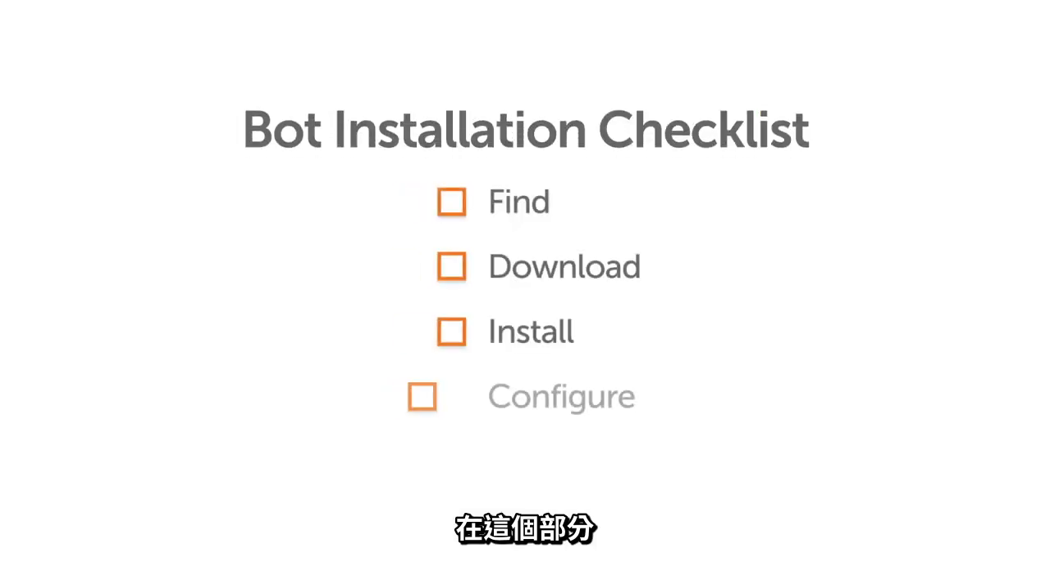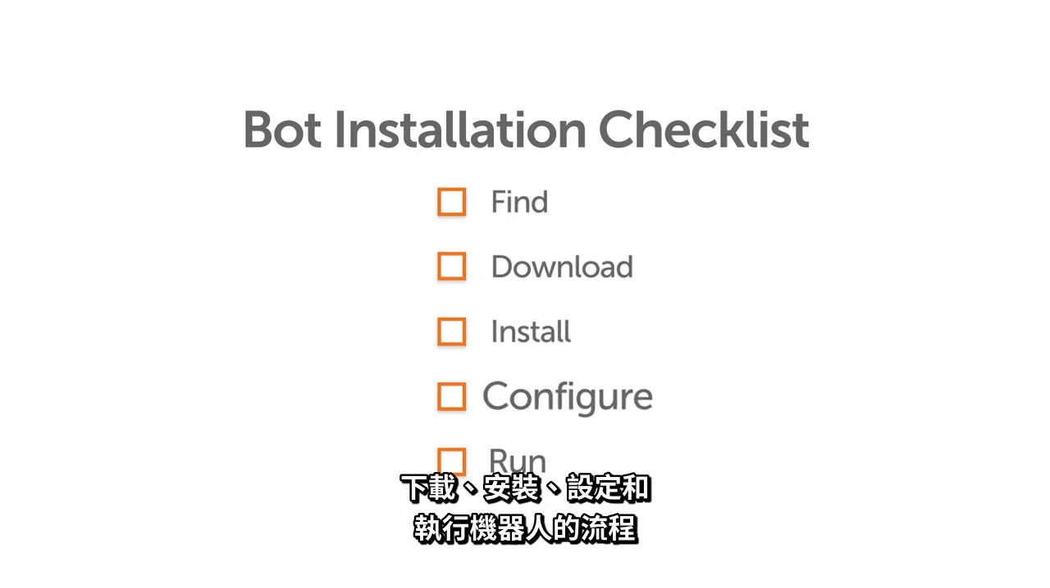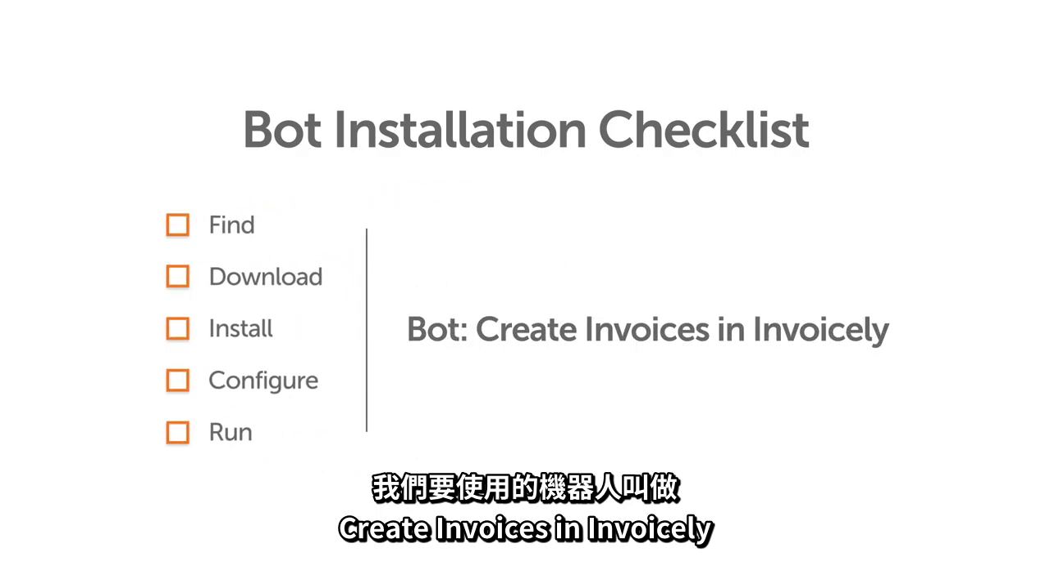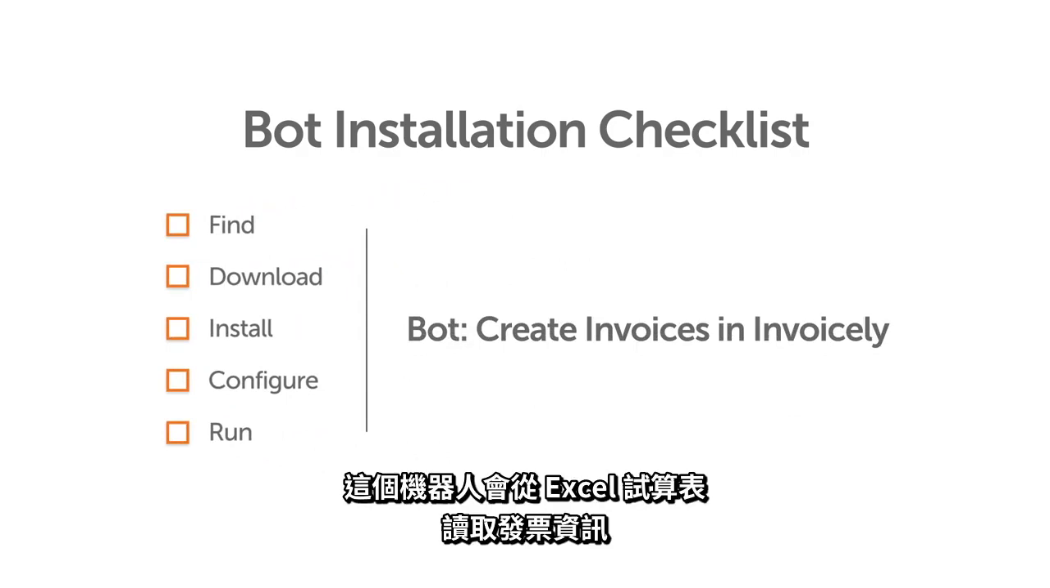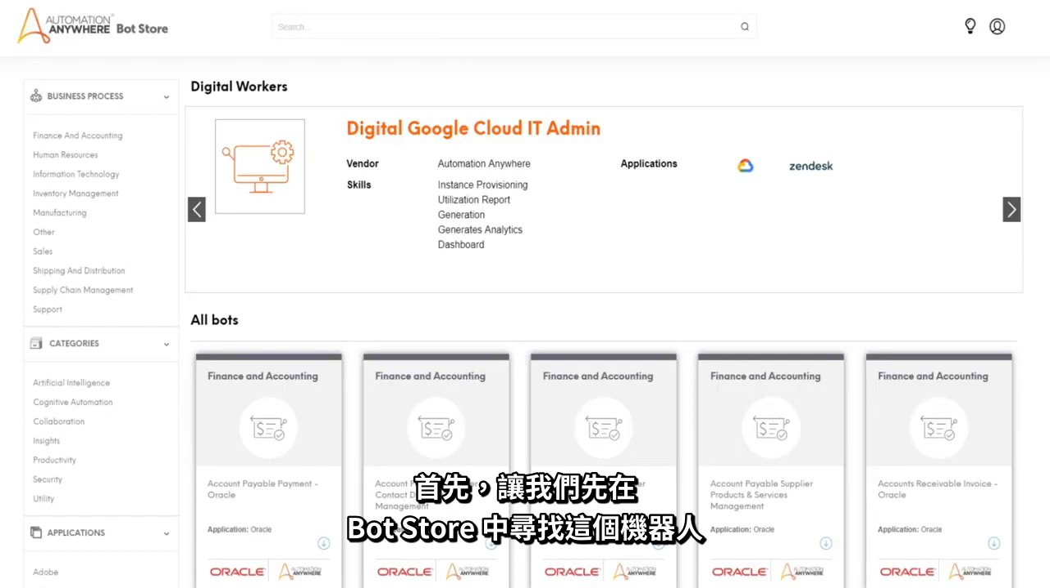In this section, we'll walk through the process of finding, downloading, installing, configuring, and running a bot from the bot store. For this exercise, we'll use a bot called Create Invoices in Invoicely. This bot reads invoice information from an Excel spreadsheet and creates an invoice for every row of data in an Excel file. To get started, let's first find this bot in the bot store.